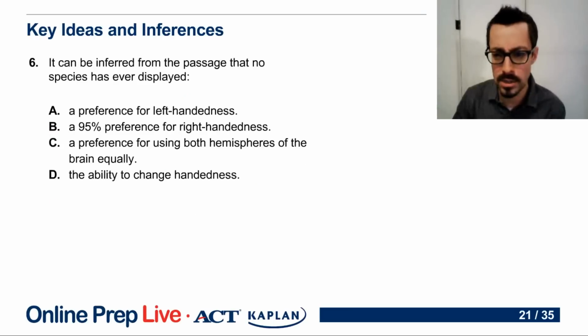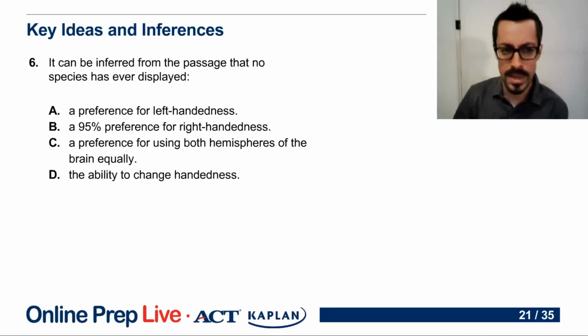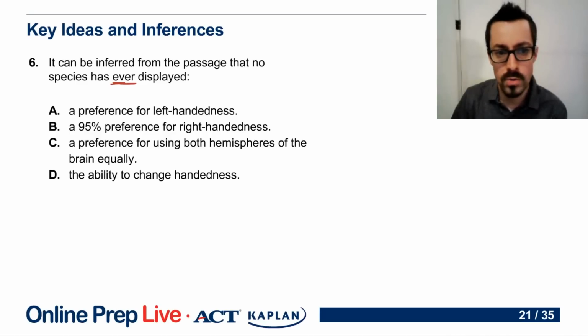Let's look at another question. And this one's a little bit tougher. This one's a little bit more complicated, but I think, again, we can use these same clues to help make it easier. It says it can be inferred from the passage that no species has ever displayed. And then we got to pick one of these.